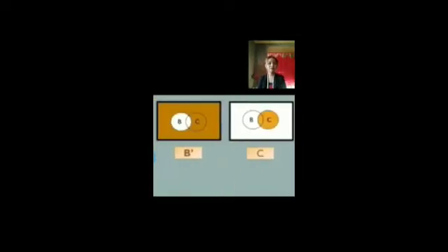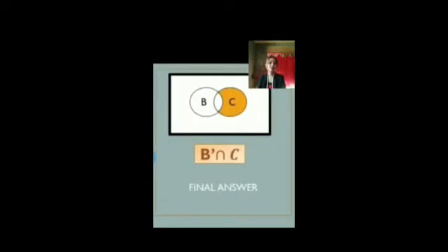So, we will find the intersection of the complement of B and the set C. We will get the answer of the complement of B intersect C. So, this is the final answer.